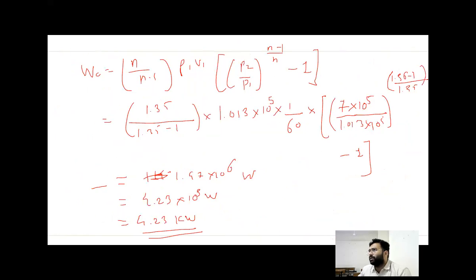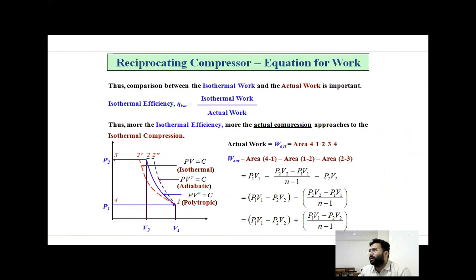Then we solved one numerical based on it and calculated the indicated power. Simple numericals will be there. And in the next lecture, we'll take advanced numericals. Next lecture, we'll go for volumetric efficiency, actual work, and some more numericals so that you will understand.